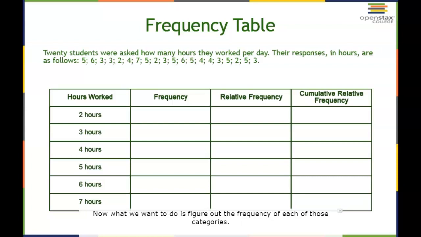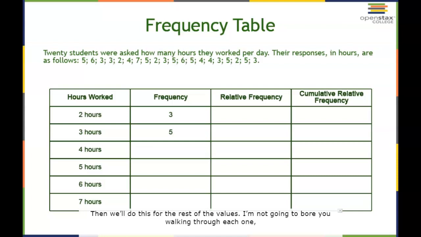Now, what we want to do is figure out the frequency of each of those categories. How many students worked 2 hours? And when I'm looking at the data, it looks like 1, 2, 3 students work 2 hours. So their frequency for 2 hours worked is a 3. And we're going to continue with this for each of the categories of the hours. So 3. I'm looking at the raw data, and it looks like there's 1, 2, 3, 4, 5. So 3 happens 5 times. 3's frequency is 5.